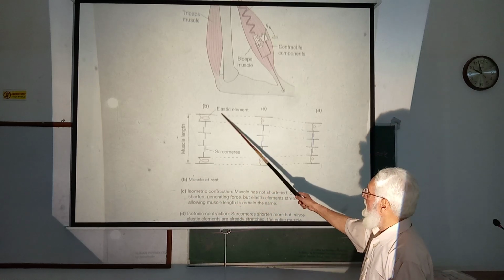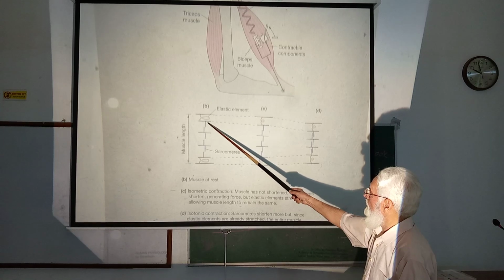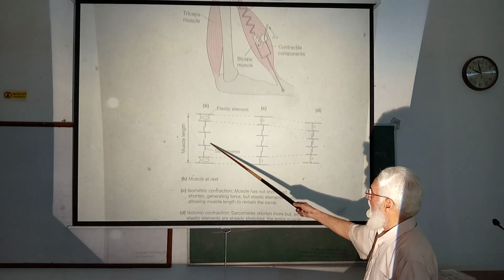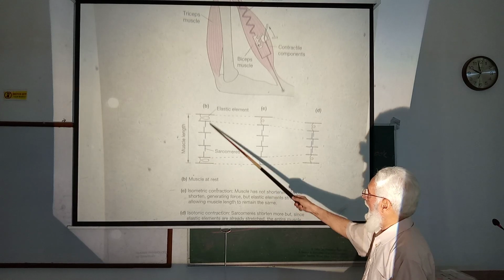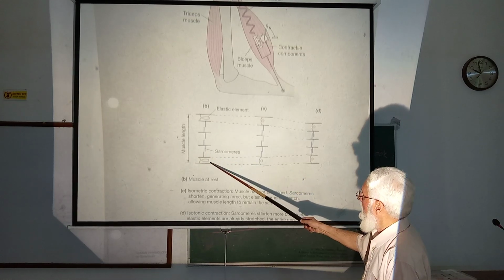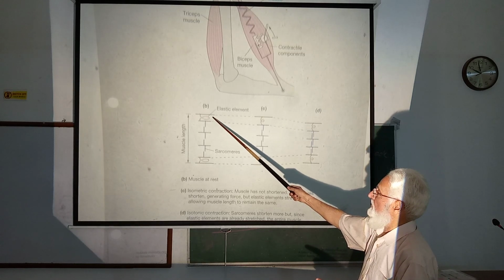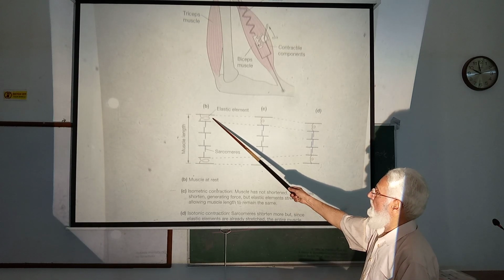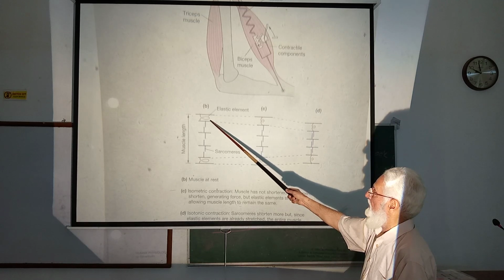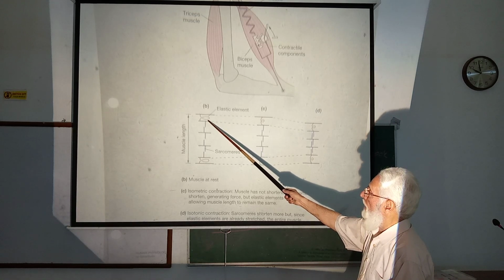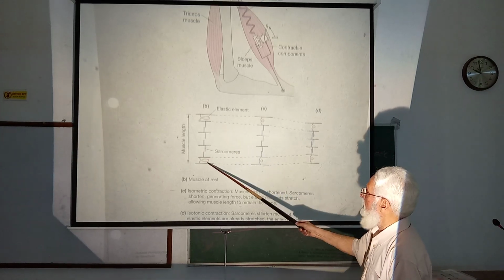You see, this is the sarcomere, the contractile component. And at the ends is the elastic component consisting of the tendons, sarcolemmal ends of the muscle fibers attached with the tendons, and also the arms of the cross bridges. So at the end, they are the elastic component.